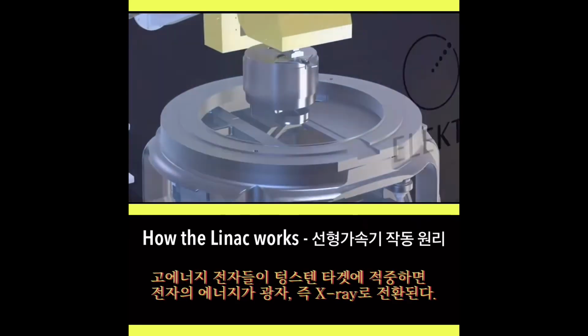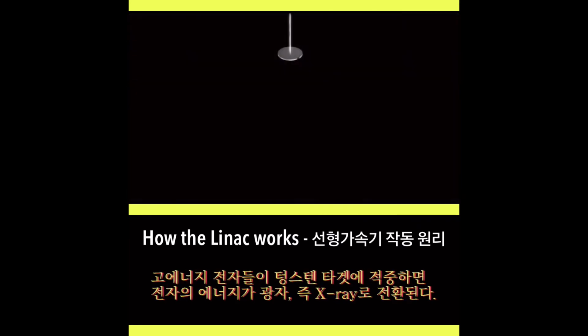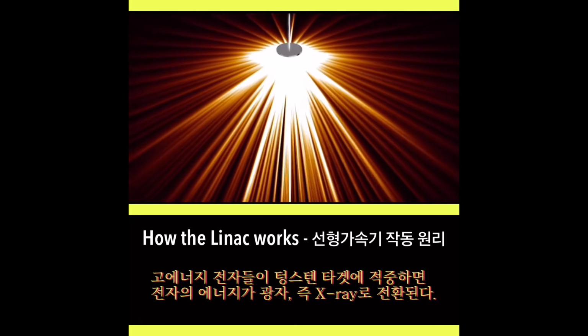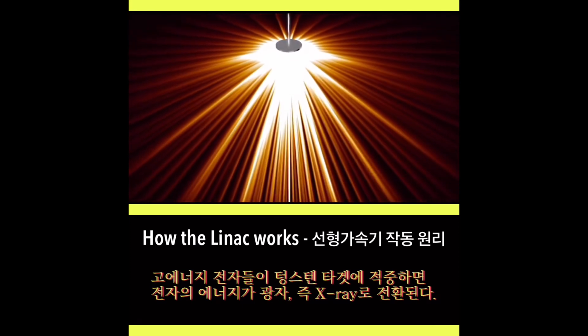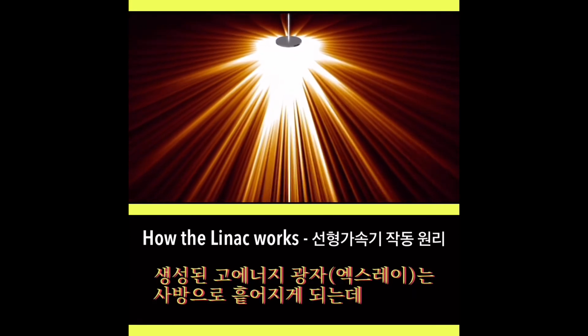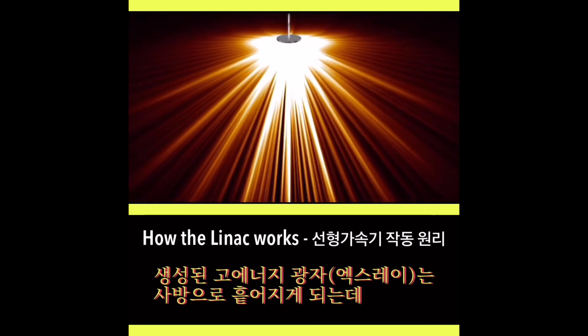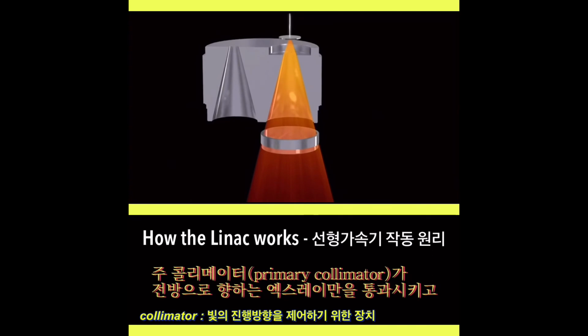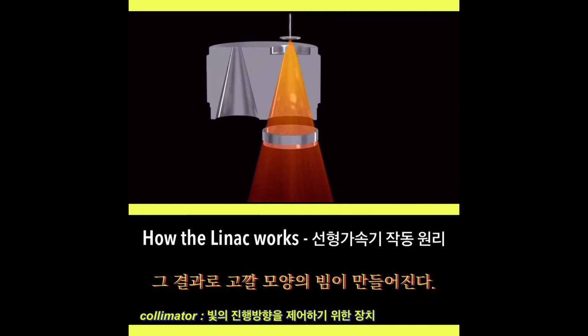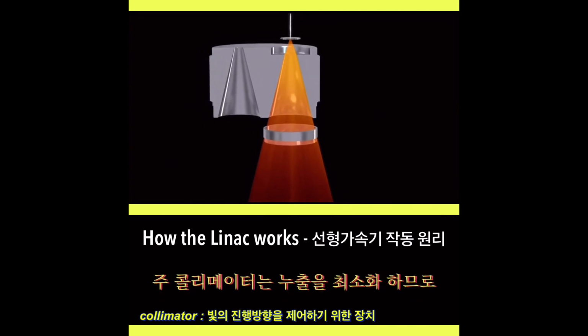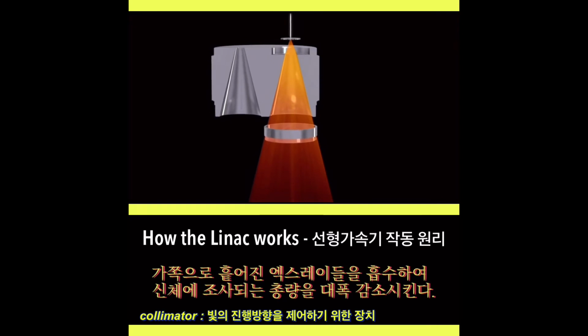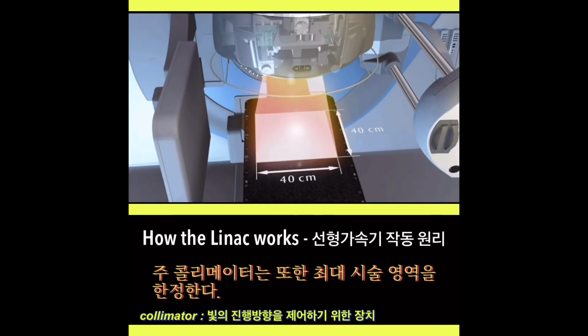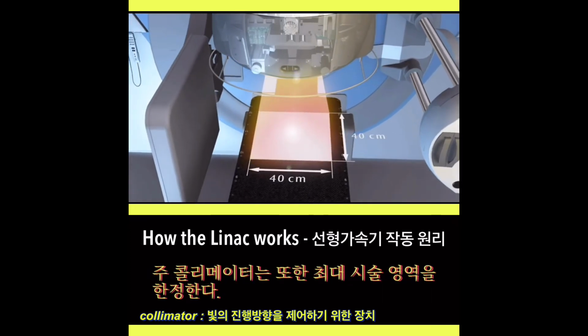The high-energy electrons hit a small tungsten target where the electron energy is converted into photons, or X-rays. The high-energy photons emerge from the target in a variety of directions. The primary collimator only allows forward-traveling X-rays to pass through, creating a cone-shaped beam. The primary collimator minimizes leakage, and therefore excess total body dose, by absorbing scattered X-rays traveling in the lateral direction. It also defines the maximum size of the resulting clinical radiation beam.